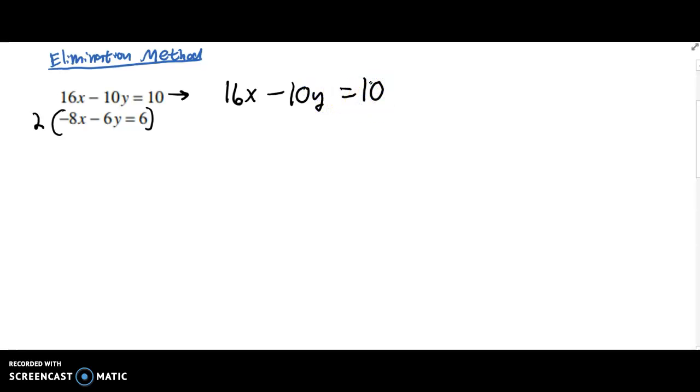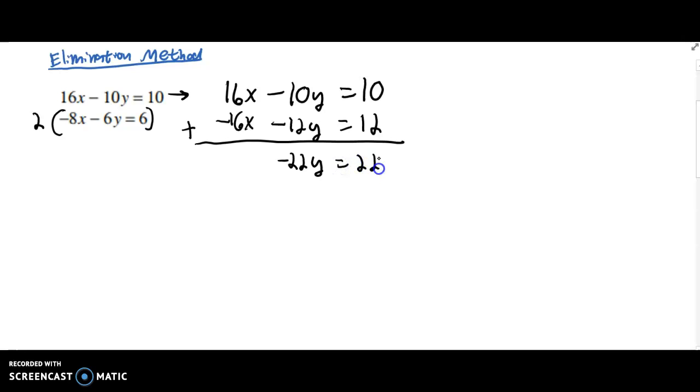The second equation is now negative 16x minus 12y equals 12. Remember that the 2 needs to distribute to each term. Okay, now we're basically just going to add these together. 16 plus negative 16 is 0. The x's are canceled. That's what we wanted. Negative 10y minus 12y is negative 22y. And then 10 plus 12 is 22.